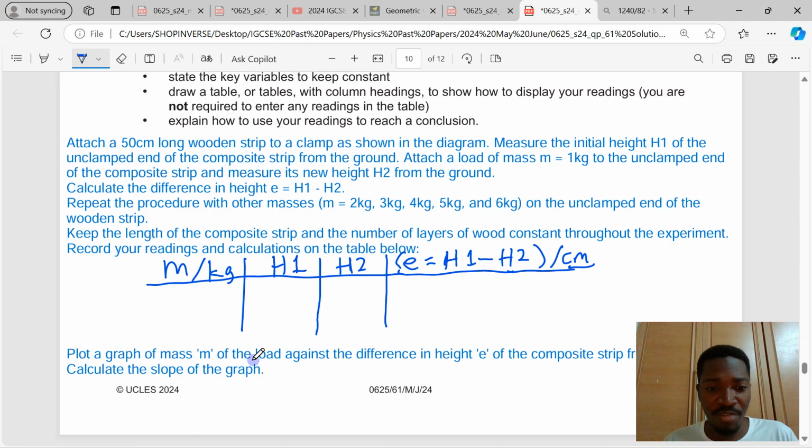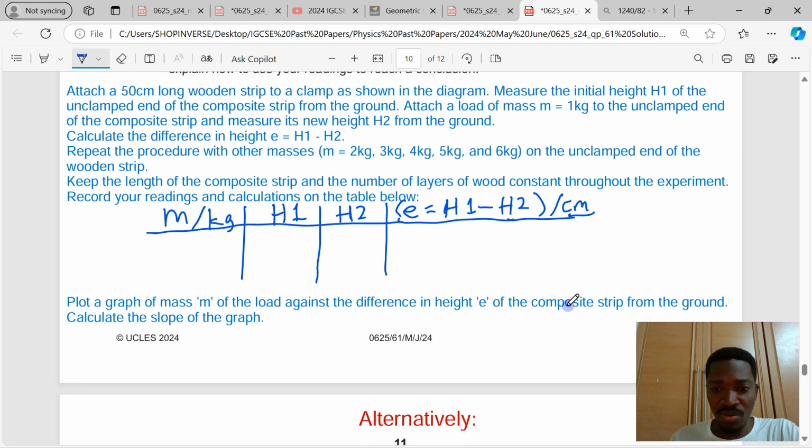The last thing, plot a graph of m, which is the mass, against the difference in height E of the composite strip from the ground. Then the last thing you do, calculate the slope of the graph.